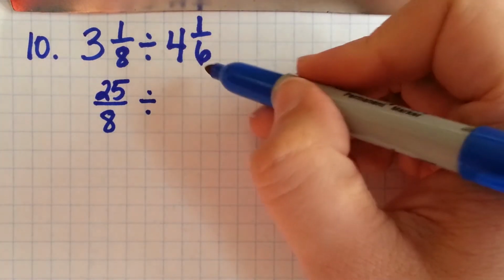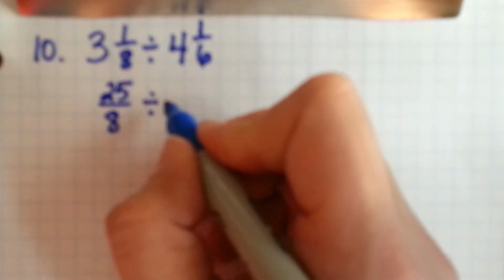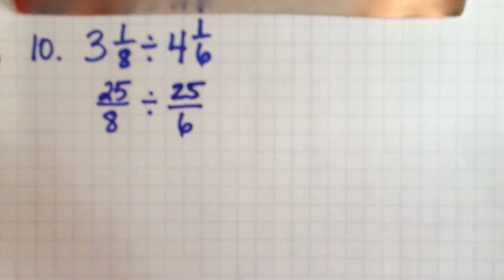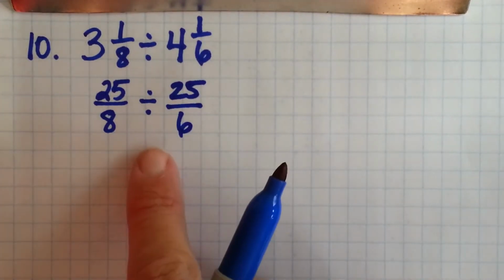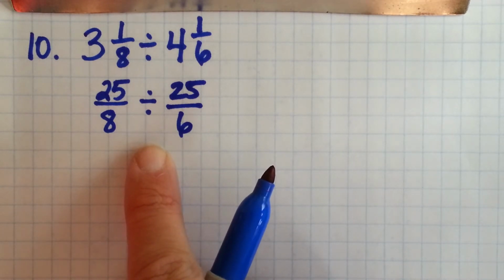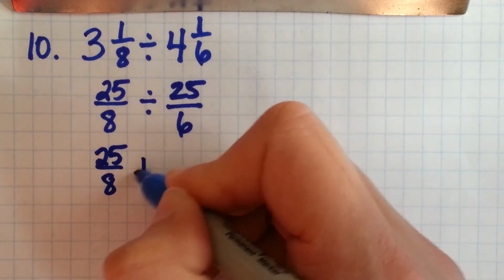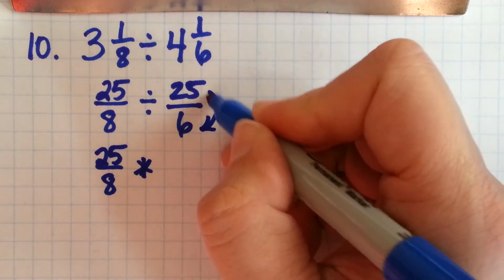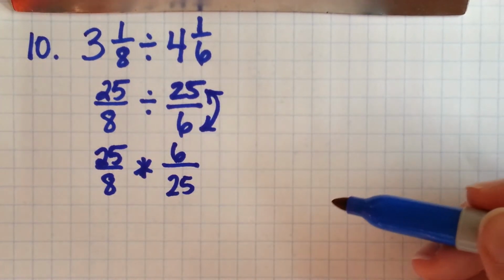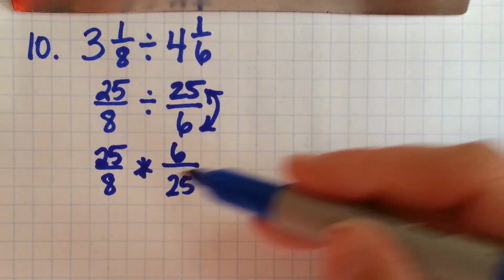And that's divided by 6 times 4, which is 24, plus 1, which is 25, over 6. Next, we change from division to multiplication because we don't do division of fractions. So this is going to look like 25 over 8 multiplied by the reciprocal of the second number, which is 6 over 25. At this point, you can multiply straight across the top, straight across the bottom, and then reduce, or you can reduce early.